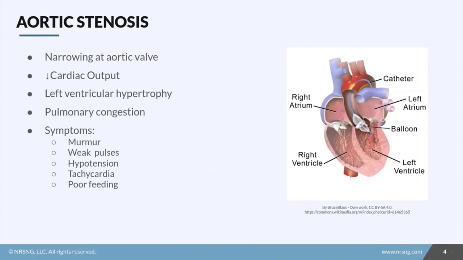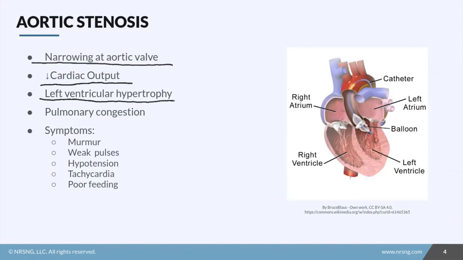Okay, so the next obstructive defect is aortic stenosis. And this is where there's narrowing at the aortic valve. And the aortic valve is where the left ventricle meets the aorta. This stenosis really affects cardiac output and causes it to be decreased. It also makes that left side of the heart work extremely hard to get blood out into systemic circulation. And because of that, you end up with left ventricular hypertrophy.